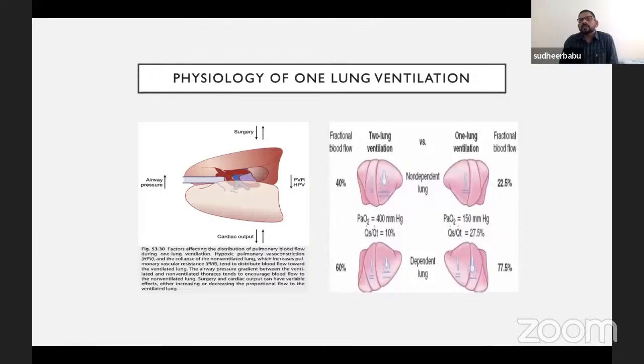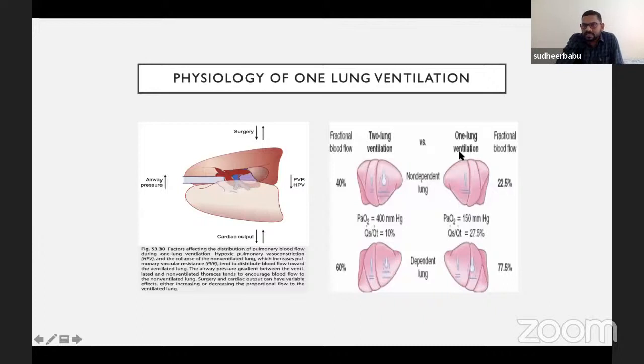Yeah, very good. So how much is the total shunt? A lot of positions are there, so there is no time to discuss all those things. But what is the total shunt during one-lung ventilation? 30 to 40%. No, 27.5%. I myself am giving the answer, but how does it come to 27.5%?